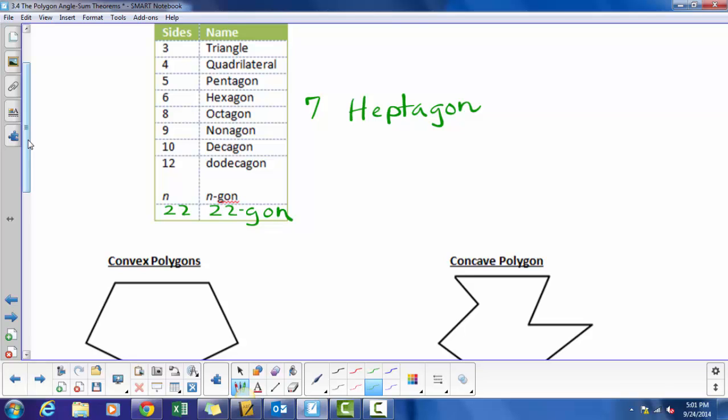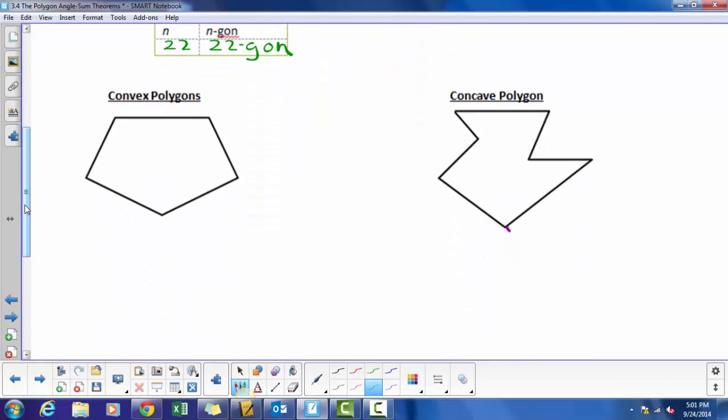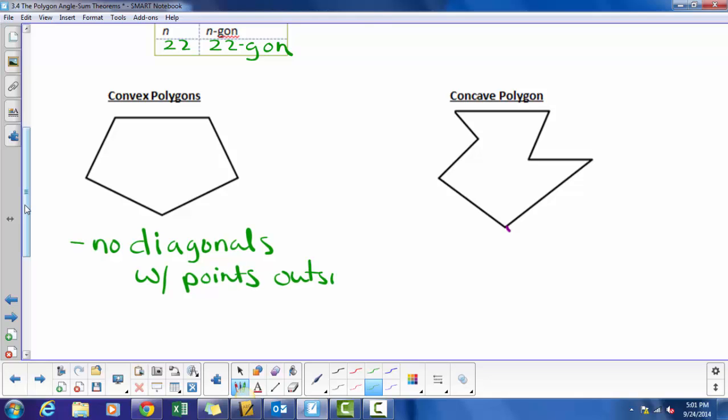Okay? All right, a convex polygon versus a concave polygon. A convex polygon has no diagonals with points outside the polygon. So, no diagonals with points outside the polygon.